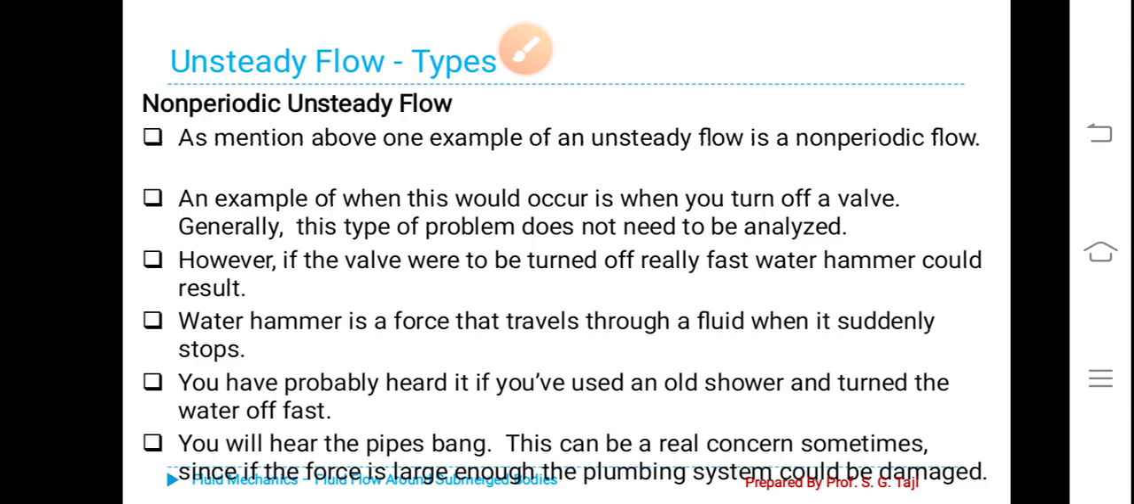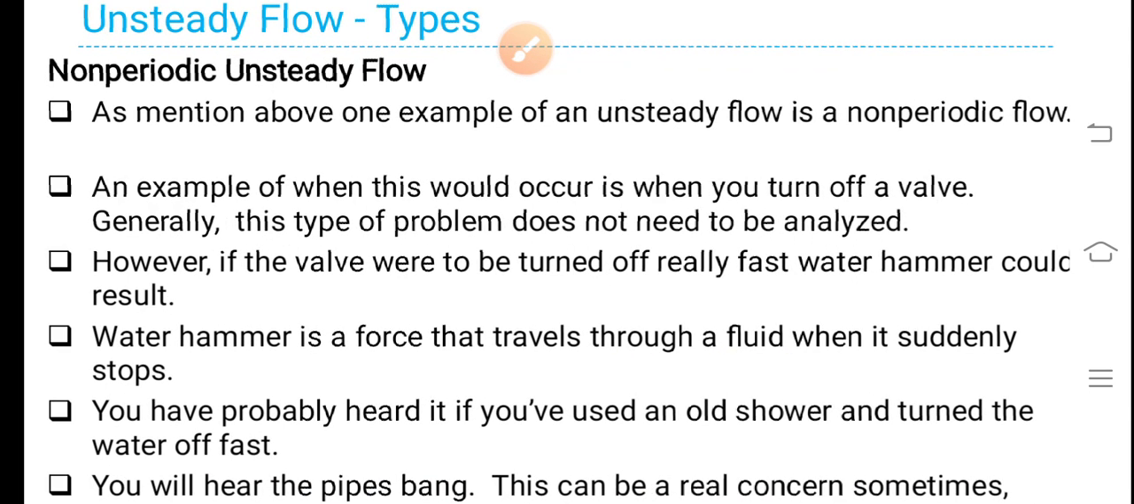Non-periodic unsteady flow. As mentioned above, one example of an unsteady flow is a non-periodic flow. An example of when this would occur is when you turn off a valve. Generally, this type of problem does not need to be analyzed. However, if the valve were to be turned off really fast, water hammer would result. Water hammer is a force that travels through a fluid when it suddenly stops.